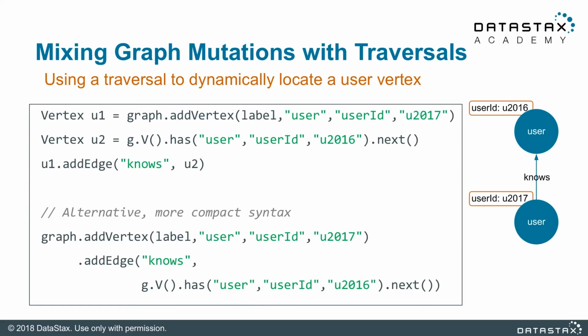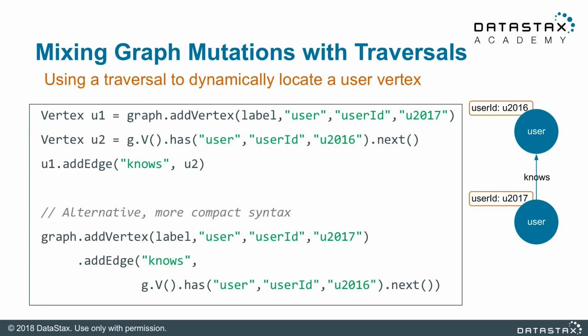Here's where things get interesting. Let's say you want to connect a new vertex to an existing one already in your graph. You can easily mix graph mutations with traversals. In our example here, we want to connect 2 users that know each other. We define our first user vertex, U1, and just like in the prior example, this one is using the addVertex method to create a new user.